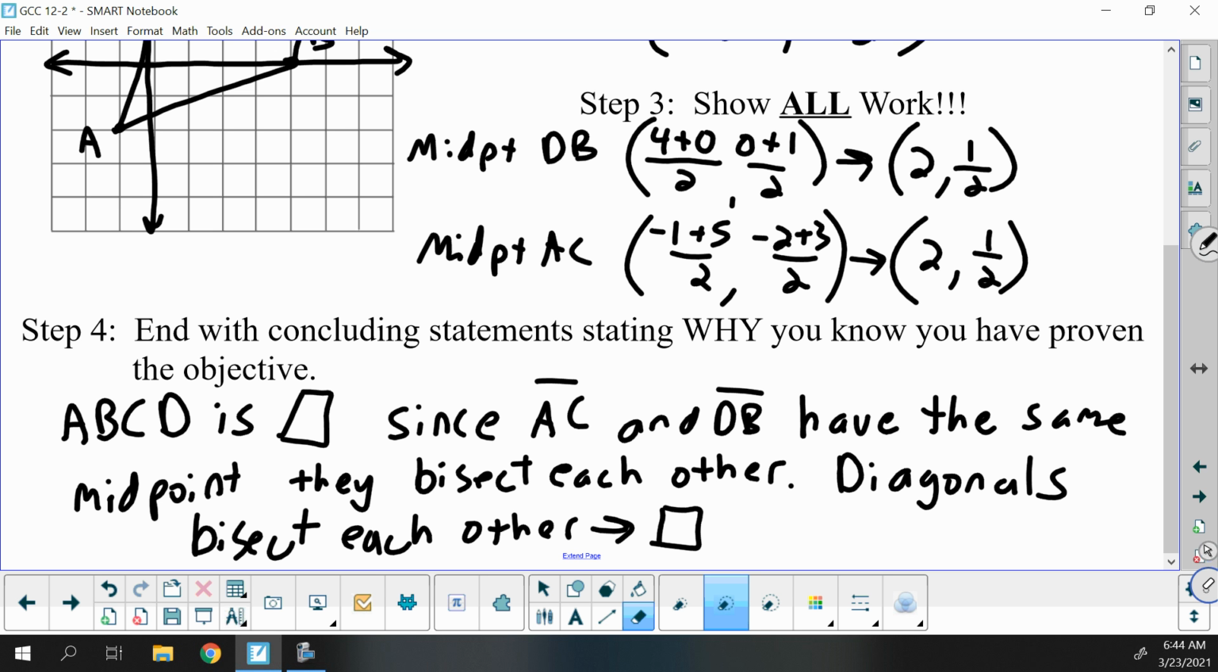So this is the most common midpoint proof you will see, to show that something's a parallelogram by showing the diagonals bisect each other. And we would do that by showing that the diagonals have the same midpoint.